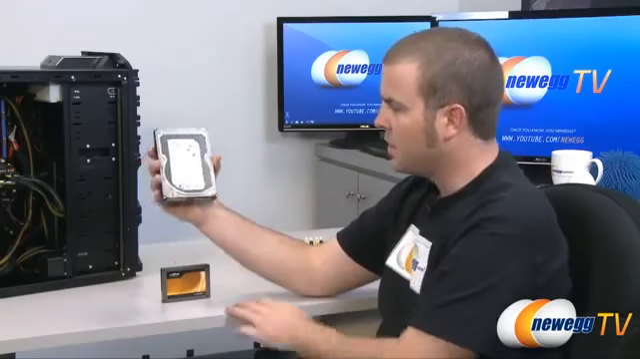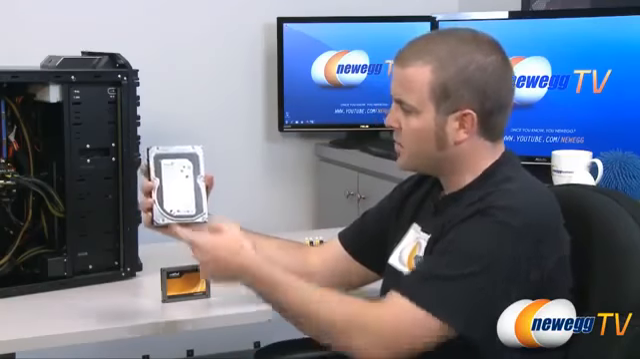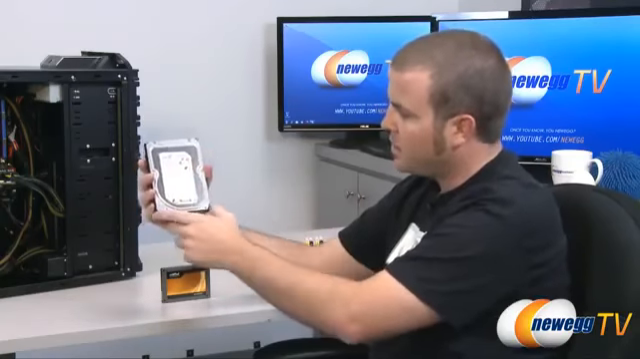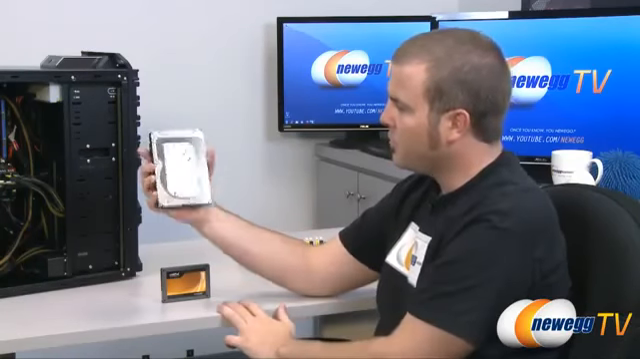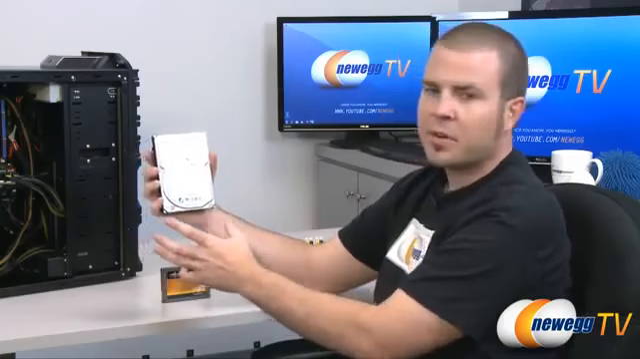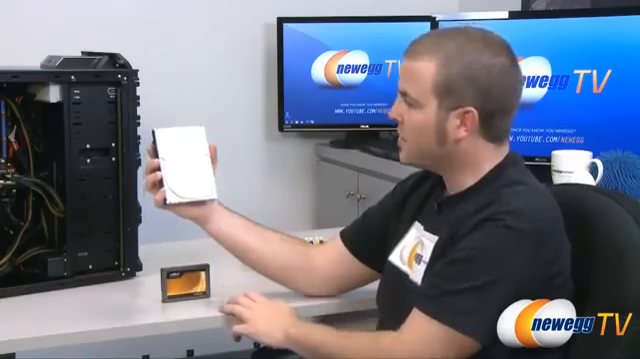This is a mechanical hard drive. There's spinning platters inside, a little read head that will go over and read the data off of it. This is a 3.5-inch drive as well. But if you have a computer right now, chances are you have a mechanical hard drive in there.